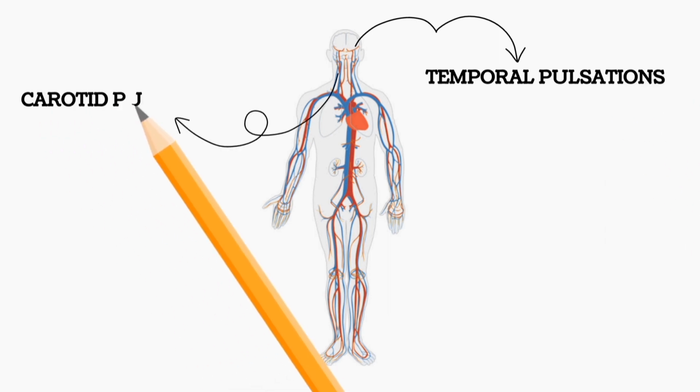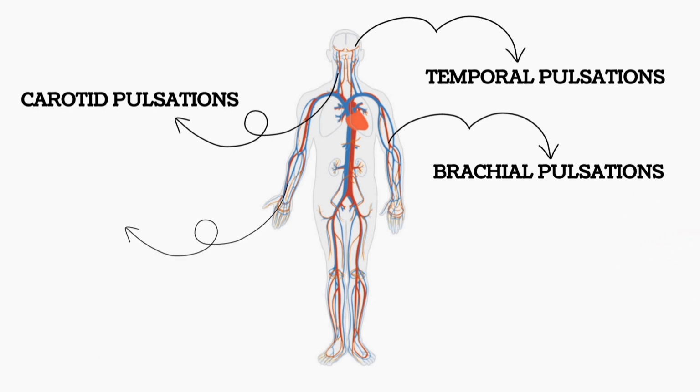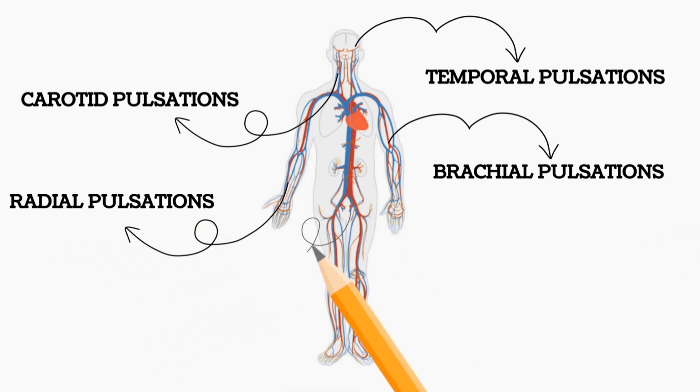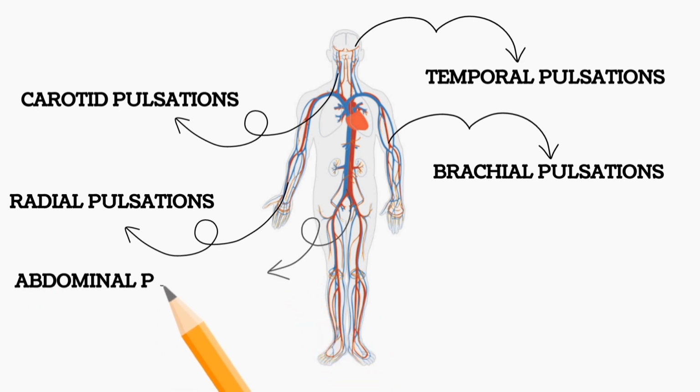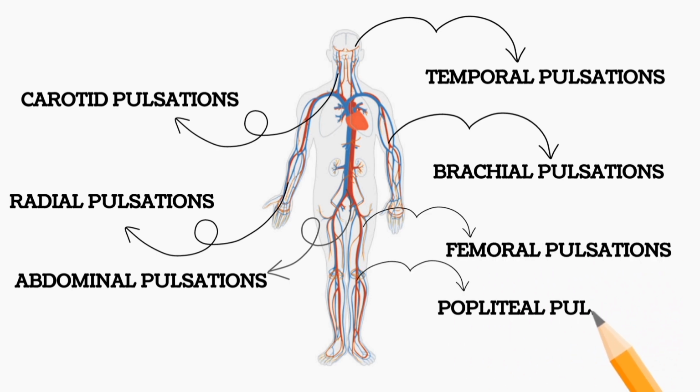First is the temporal pulsation that is felt on the temporal bone of the skull. Second is the carotid pulsation that is felt on both the sides of the neck. The brachial pulsations are felt on the upper arm near the elbow joint. The radial pulsations are felt near the wrist joint. The abdominal pulsations are felt above the umbilicus laterally.